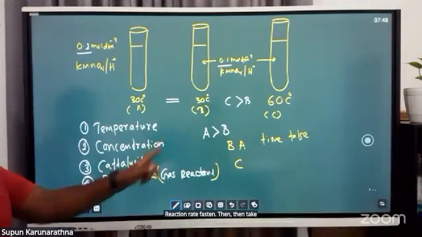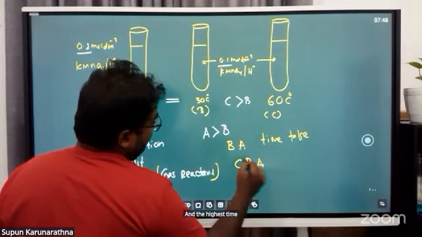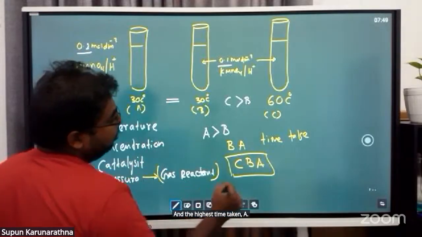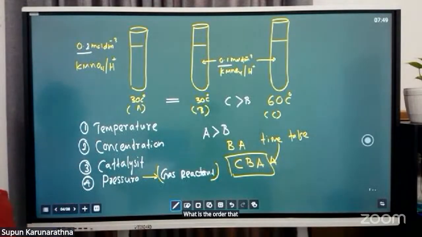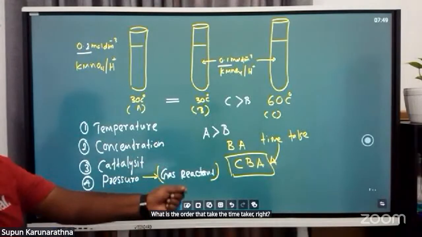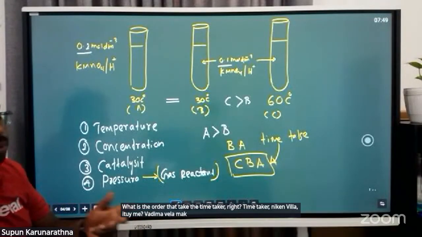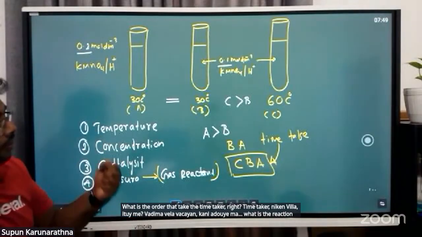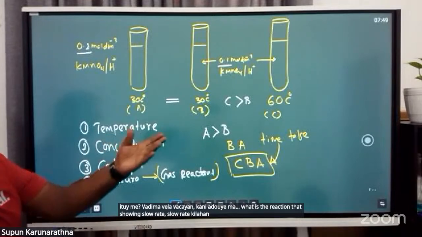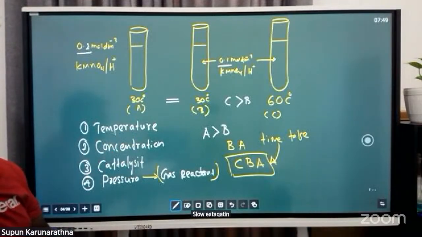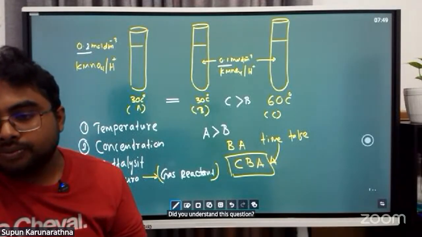Then take B. Right? B. And the highest time taken is A. Here should be the order. Asking about what is the order of time taken. Time taken means the time, so what is it asking? The highest time taken, that means which reaction shows the slowest rate? It is asking who has the slow rate. The order we take is CBA. Did you understand this question? Did you understand this question, children? Yes or no?